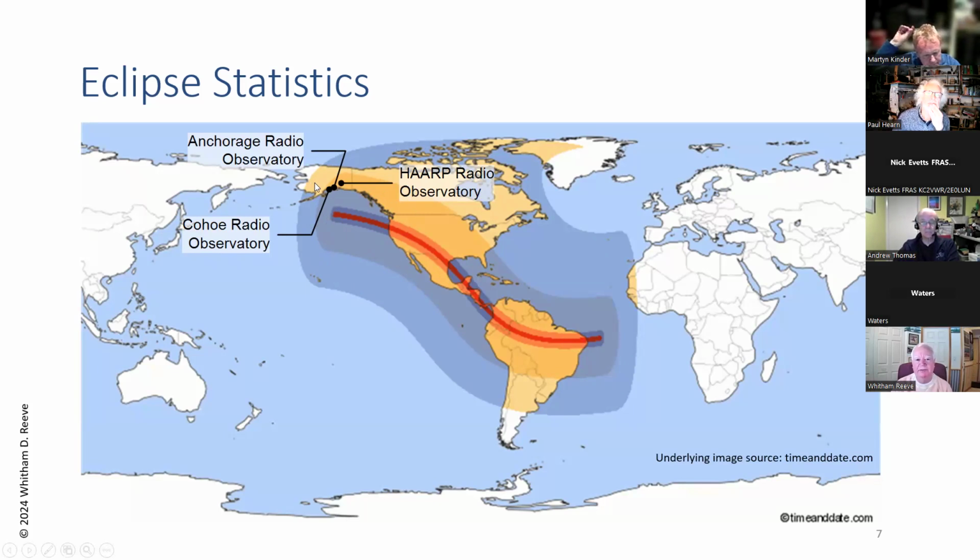Now, I have 3 observatories in Alaska. They're all kind of clustered here in the southwestern part, but Coho, the one right here, is the only one that I had the VLF receivers running at. I did have HF receivers running at Harp, Anchorage, and Coho, but only VLF at Coho. So that's what I'm talking about today.